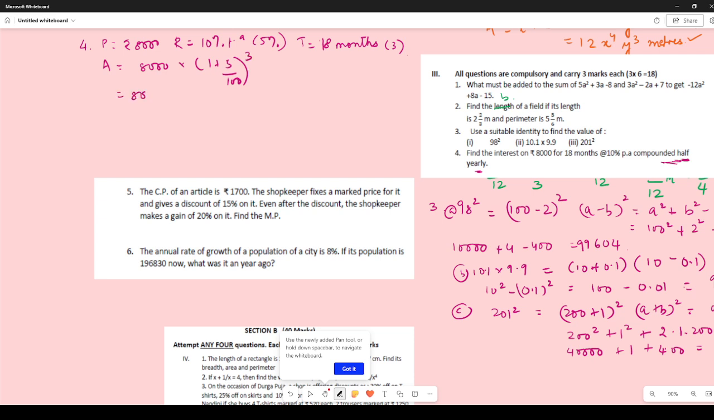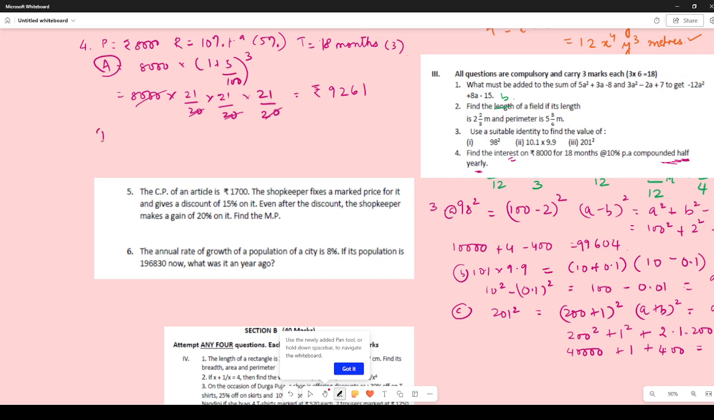This becomes 8,000 into 105 by 100, so let us write it as 21 by 20 into 21 by 20 into 21 by 20, right? So all this 8,000 is taken away by the 20s, and 21 into 21 into 21 is equal to rupees, I have done the calculation, 9261. And remember, this is the amount, you have to find the interest.